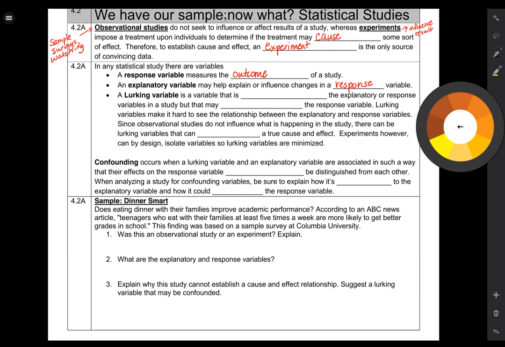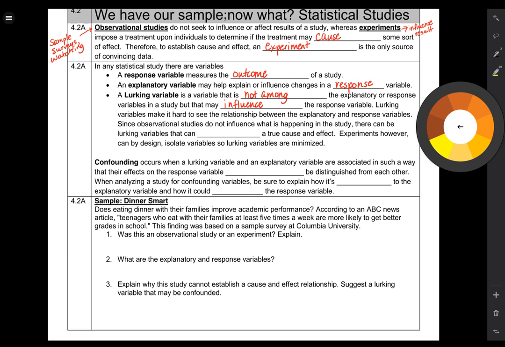In a statistical study, there could also be a lurking variable. Here's a new type of variable I haven't mentioned before. A lurking variable is a variable that is not among the explanatory or response variables in a study, but that may influence the response variable. Lurking variables make it hard to see the relationship between the explanatory and response variables.